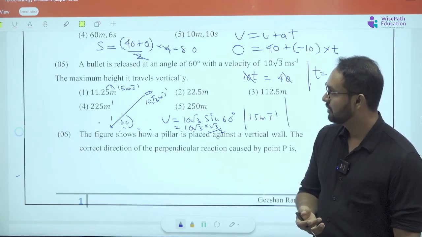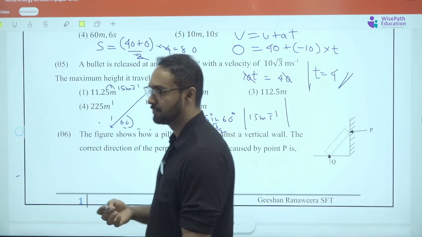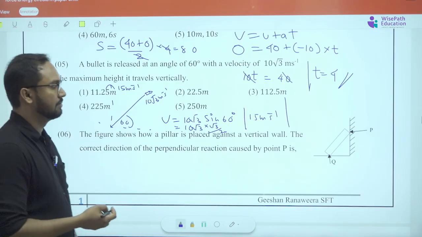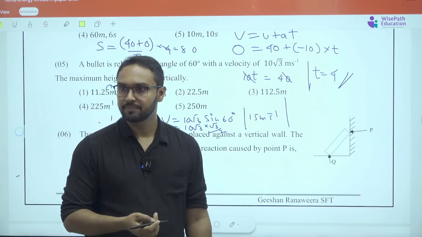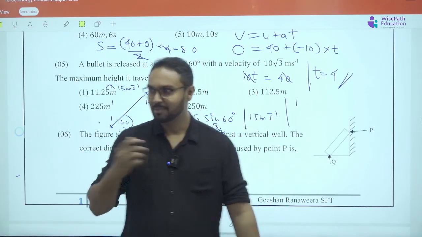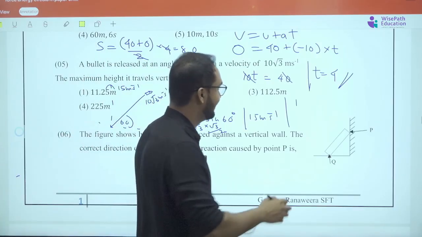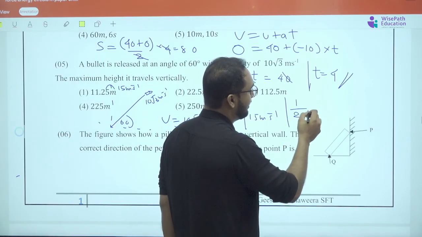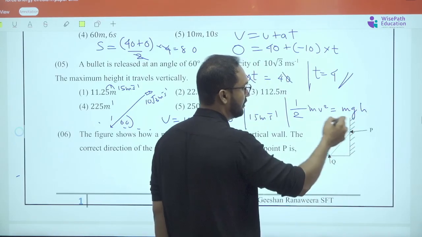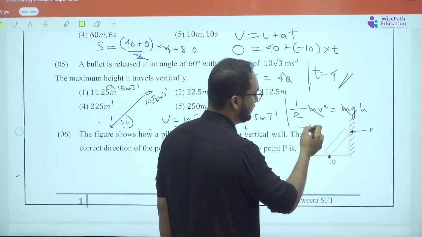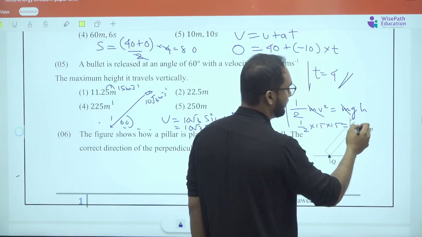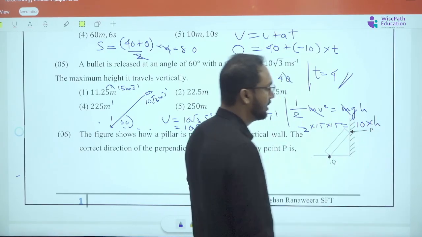We can use energy conservation. That means kinetic energy should be equal to the potential energy. Half mv square equals mgh. m cancels out. Half v square, 15 into 15, equals gravitational acceleration, which is 10, times h. You have to find the height it reaches.